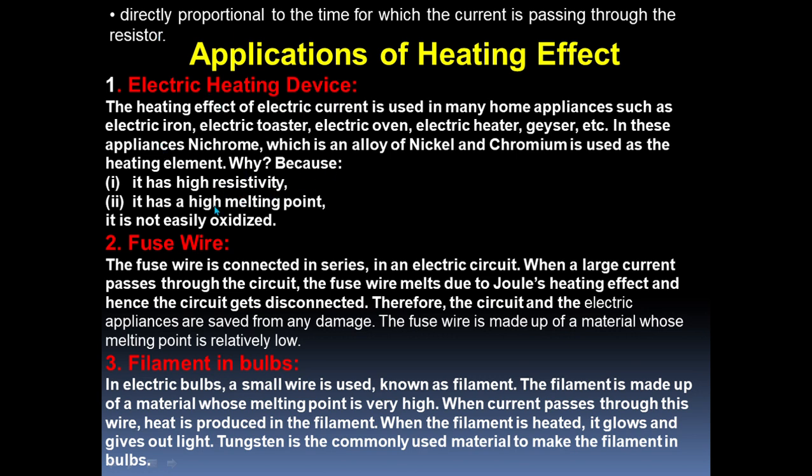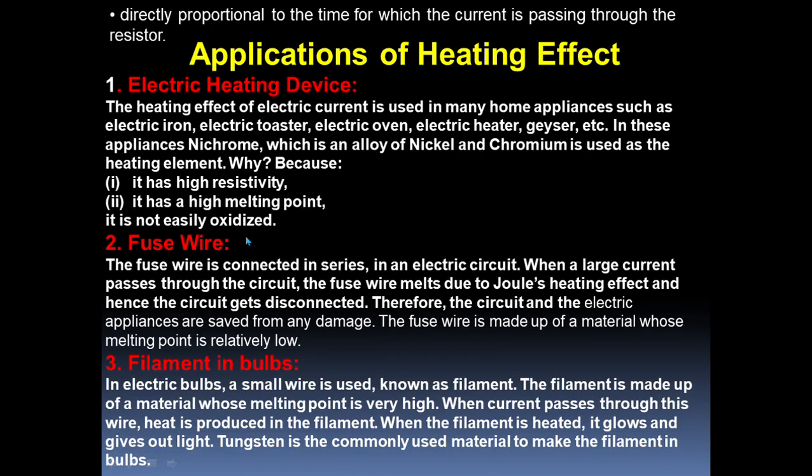What is the importance of the properties of the electric heating device? There are three important points. What is the material used in the electric heating device? Nickel and chromium are used as the heating element. What are the main properties of the electric heating device? It has high resistivity, it has a high melting point, and it is not easily oxidized.